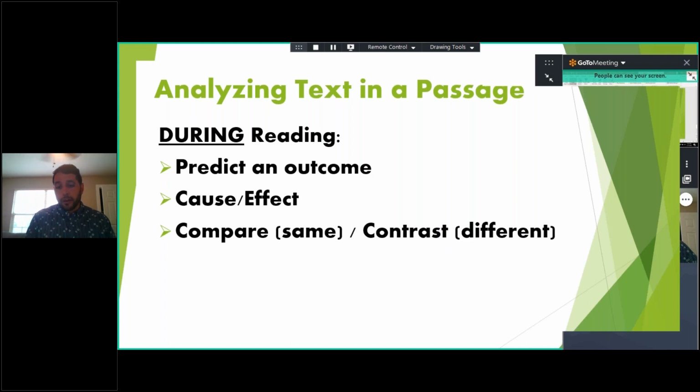Is there comparing and contrasting? So there are often literary devices that are used to compare and contrast. So if you hear something like a simile, which says like or as, to compare something, it's really trying to tell you that two things are the same. Or contrast is using a metaphor, and that's to say or imply that two things are different. So these are some things you can do during reading.